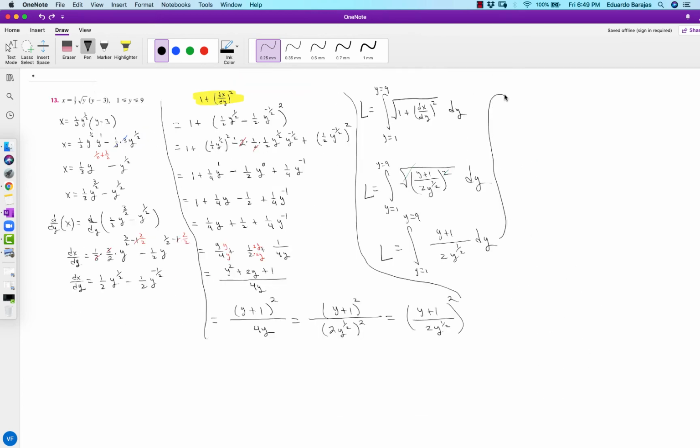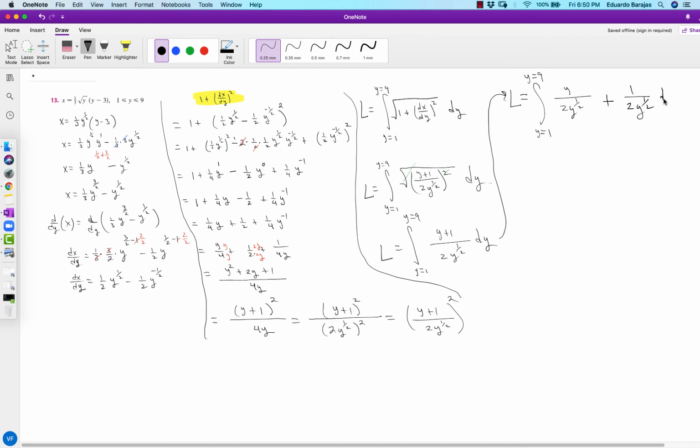Let's say that this means that L equals the integral from y goes from 1 to 9 of y over 2 y to the 1/2 power dy plus, actually, I don't need to separate two separate things. Let's do this: plus 1 over 2 y to the 1/2 power dy, means L equals the integral as y goes from 1 to 9.